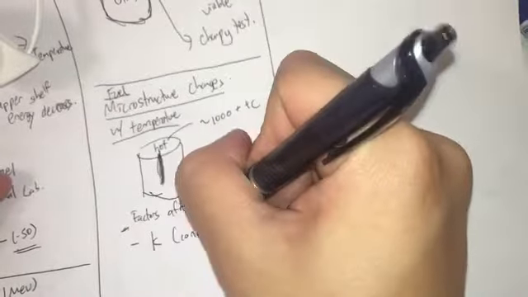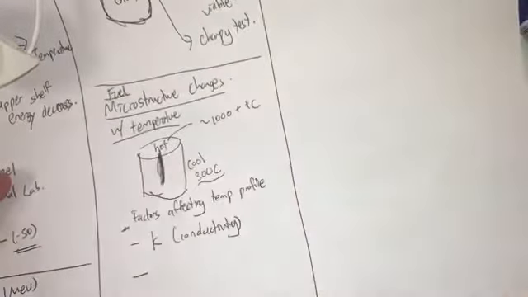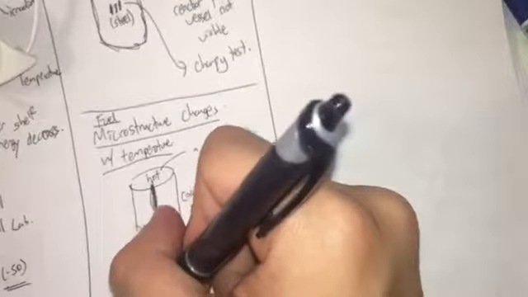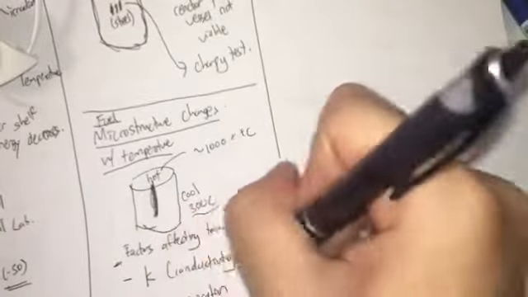Well, one of these things is the thermal conductivity. We call it K. If you look at Fourier's law, conductivity is often written as K. And of course, the heat generation within the pellet.